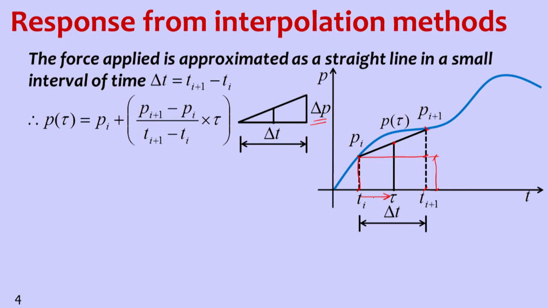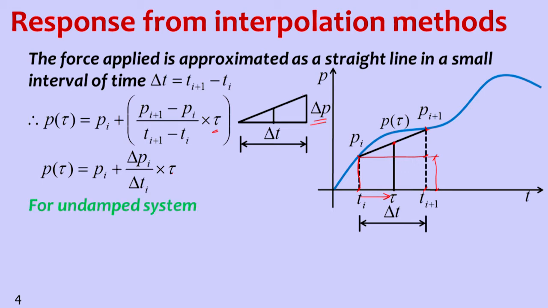If tau is 0, then our p tau will be equal to pi. If this is 0, then this whole term will become 0, so tau equal to 0 means p at ti, which is equal to pi. Exactly the same. Now if tau becomes delta t, then delta t and delta t will get cancelled, pi and pi will get cancelled, and we will be left with pi plus 1. So this function holds good for defining force at any tau in between ti and ti plus 1. So p tau is equal to pi plus delta pi by delta ti into tau.